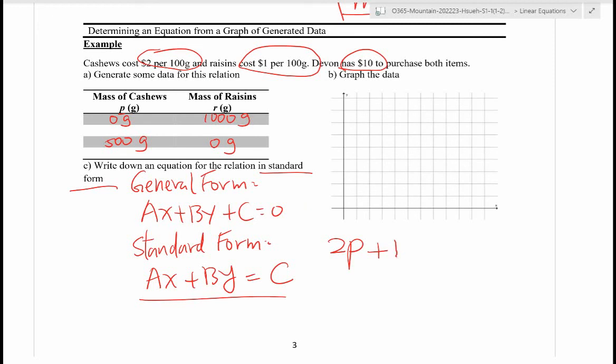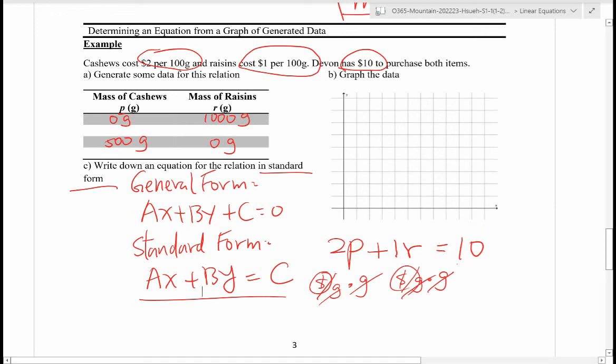well, for raisin, it's $1 each, so it's 1r. 2p plus 1r should equal to, well, in total, we have $10 to spend. So 2p plus 1r equals $10, right? This is $2 per 100 grams. P tells you how many grams. So if you look at the unit, unit analysis, dollar per grams times grams, what happened then is the grams cancel out and left you with money. And if you do the same thing here, dollars per gram times grams, they cancel out, that left you with money. So 2 amounts added together should equal to our total amount of $10. And that's why this equation works.